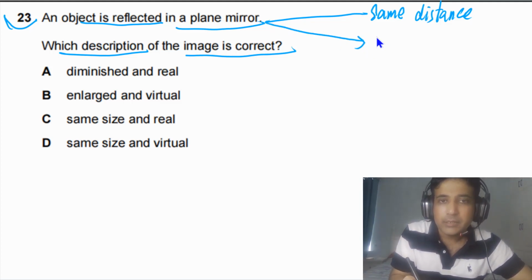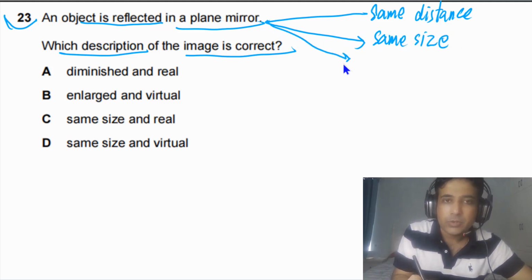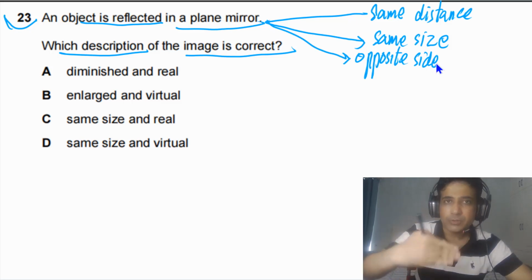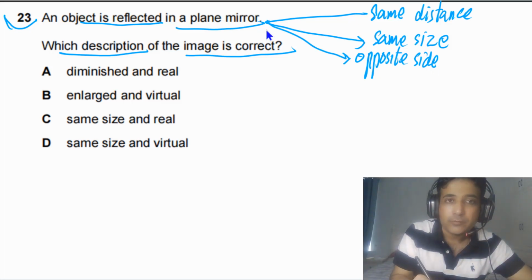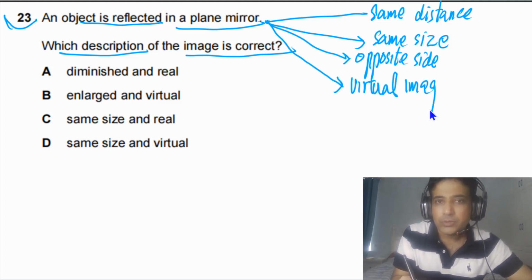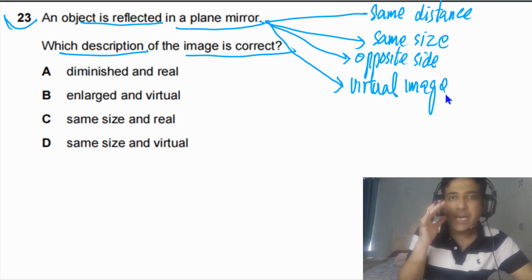And image size, same size as the size of the object. Same size. And it is on the opposite side of the mirror, meaning opposite to the object, on the other side of the mirror. And the image formed is a virtual image. You cannot touch that. Virtual image. Now if we understand these points, we can find the answer.